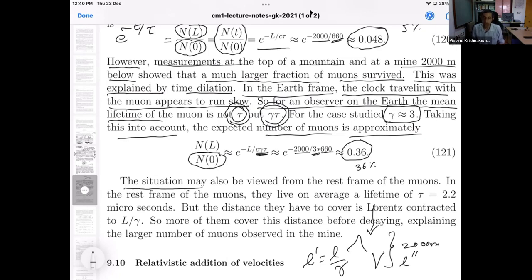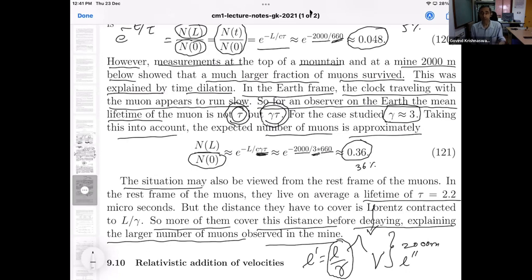And therefore, according to the muon, because gamma is more than 1, it needs to cover a shorter distance. It still lives only 2.2 microseconds. According to it, it has only a lifetime of 2.2 microseconds on average, but it has to cover a shorter distance, and therefore more muons will cover this distance before decaying. And this is the explanation for why there is a larger number of muons observed in the mine shaft than you might otherwise expect.